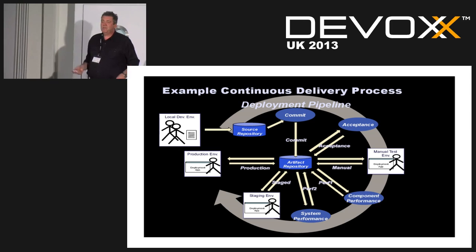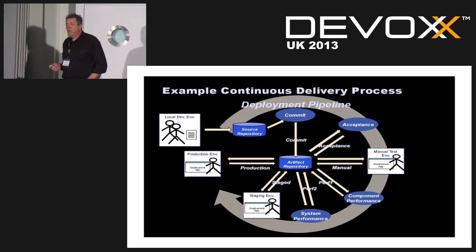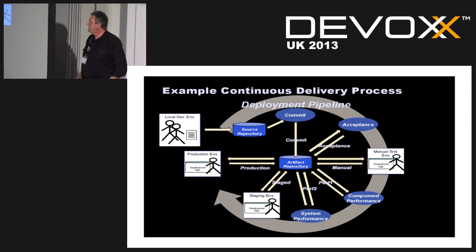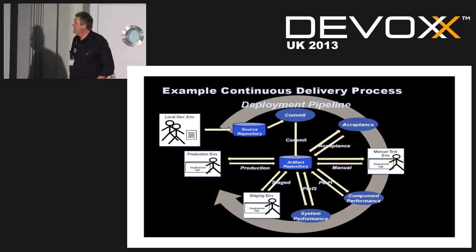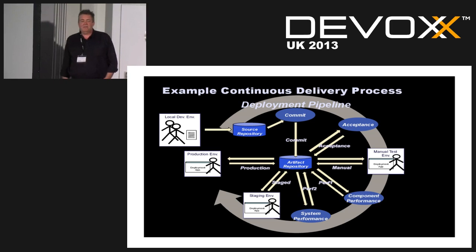Again, this was an automated stage. It would pull a release candidate from the artifact repository, run the performance tests. If they all passed, it would update the status of the release candidate.